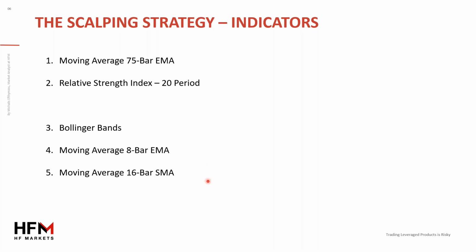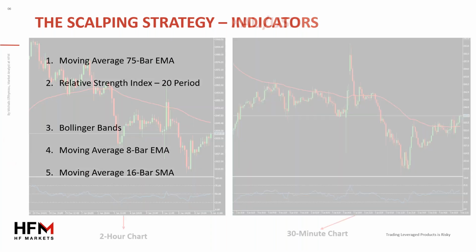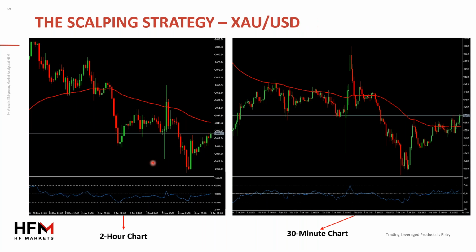The second set of time frames that we will look at, we will use a Bollinger Band, we will use moving averages, two moving averages to be specific, an 8-bar EMA, and also a 16-bar EMA. So let's move on to our next slide.